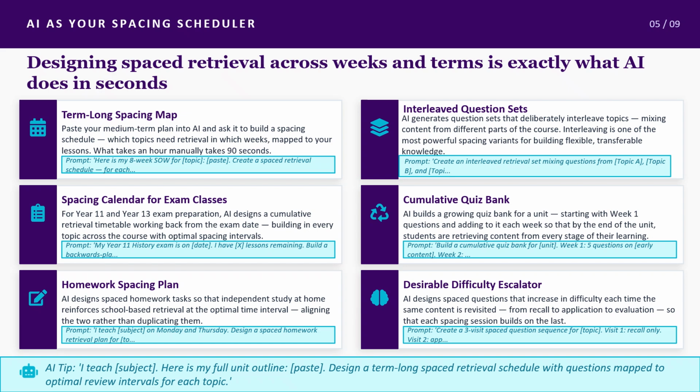Again, the AI prompt at the bottom. I teach English. Here is my full unit outline. Then you paste it in. Design a term-long spaced retrieval schedule with questions mapped to optimal review intervals for each topic. Include a week-by-week planner.